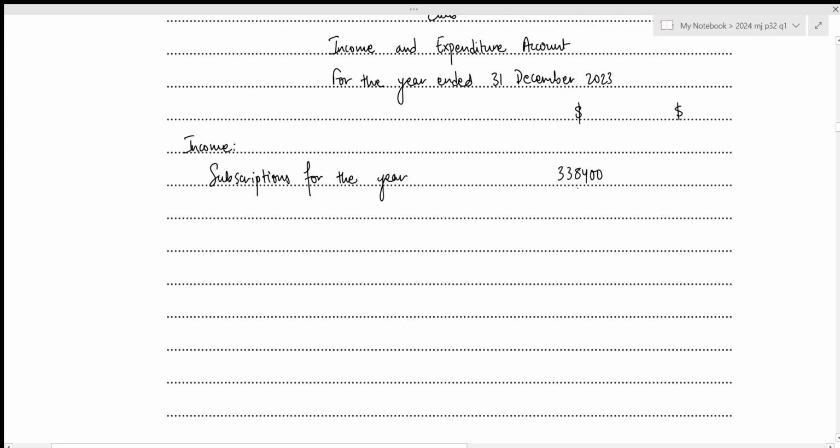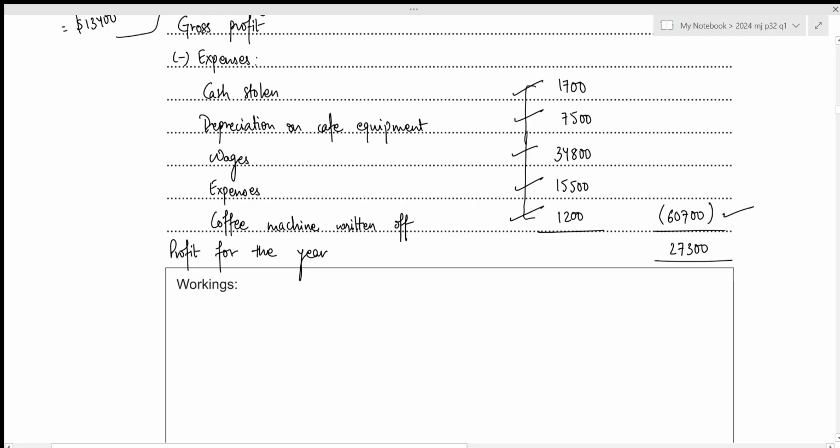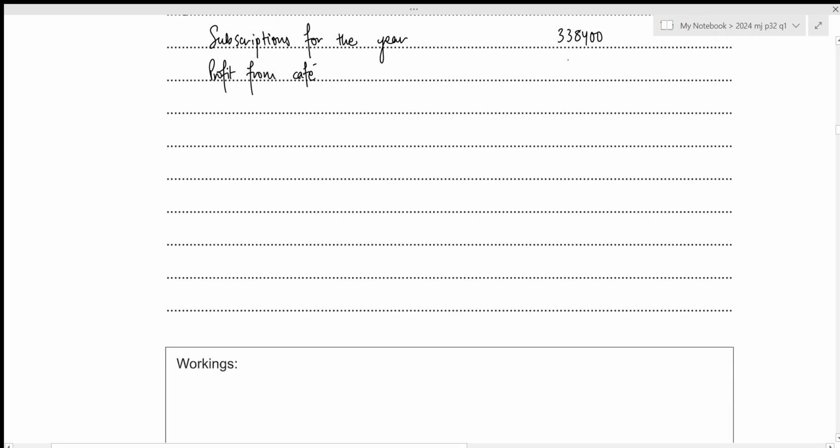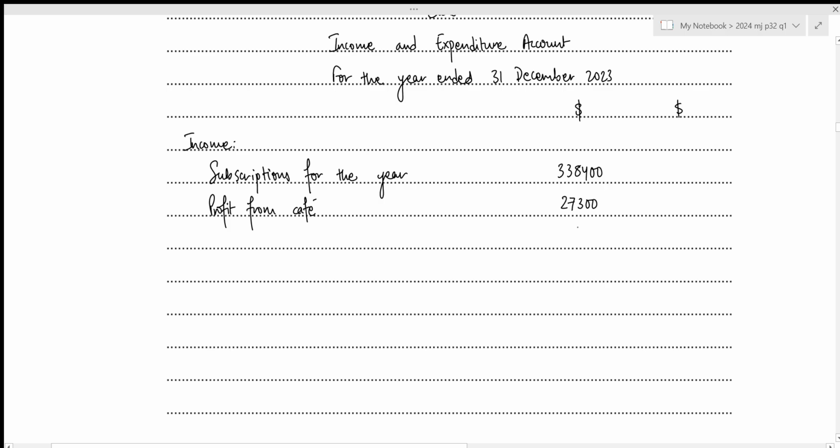The next income we have is profit from cafe. And we calculated this amount to be 27,300. That should be all for our income. So let's calculate the total. 338,400 plus 27,300, which results in 365,700. Now we can move towards the expense section.